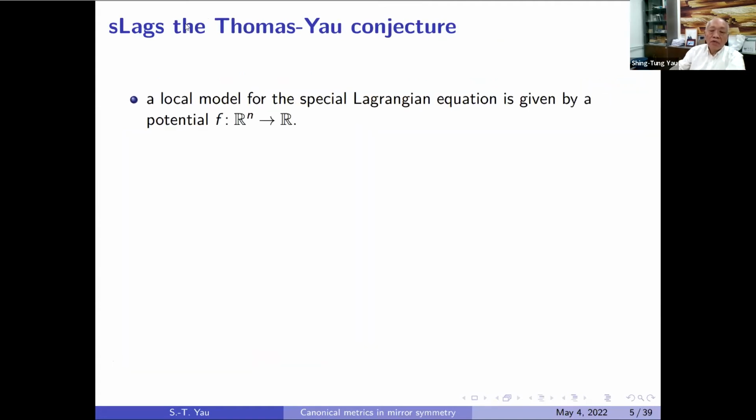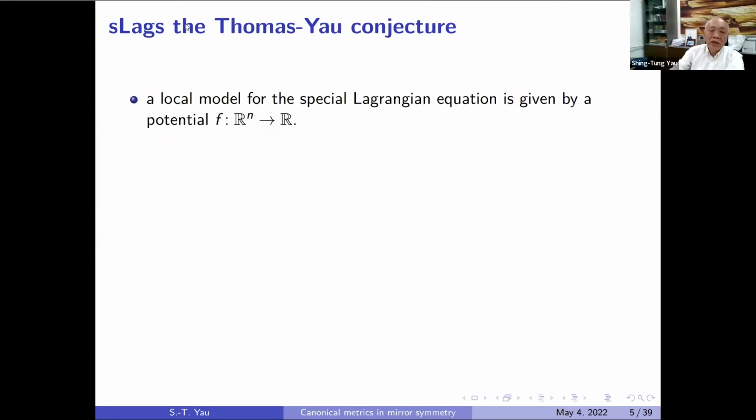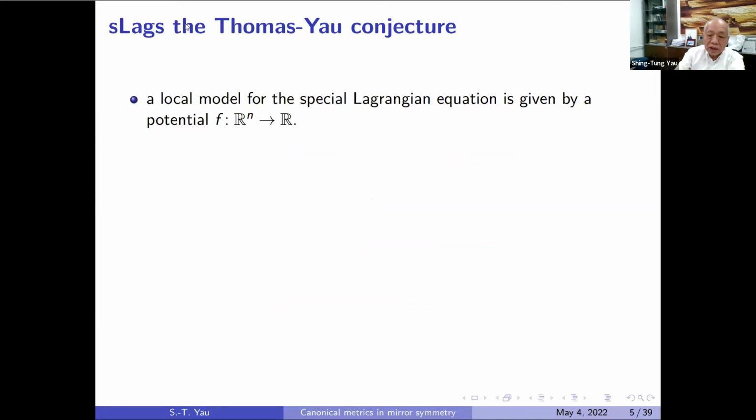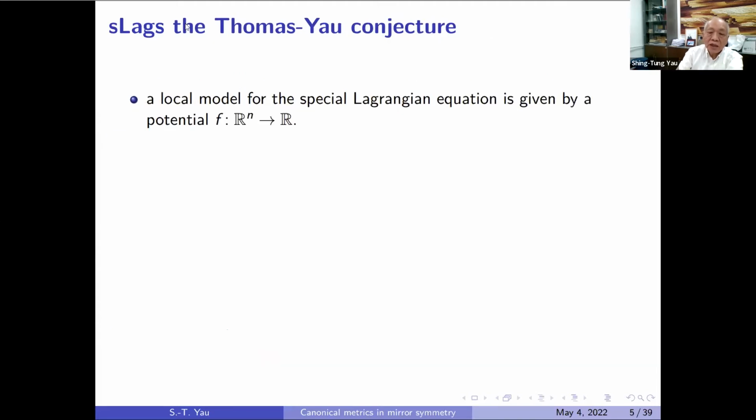Now, a local model for the special Lagrangian equation for this manifold is given in the following way. Suppose you have a potential, a function from R^n to R. Then the graph of the gradient defines a Lagrangian submanifold in general. So R^2n is isomorphic to C^n, and the graph is the Lagrangian cycle. Now we call it special Lagrangian by rewriting the equation: Im of e^(-iθ) times capital Omega. We rewrite this in this setting.